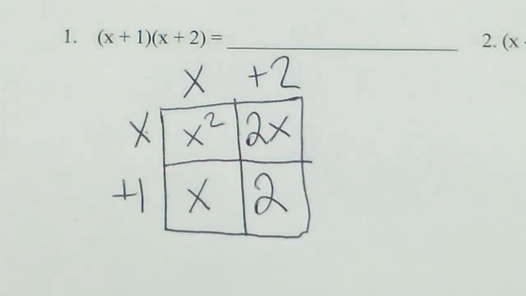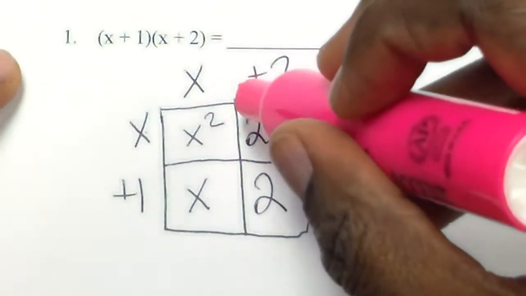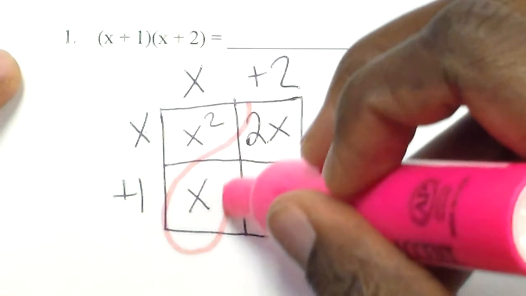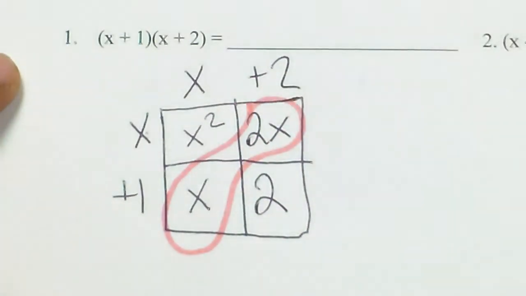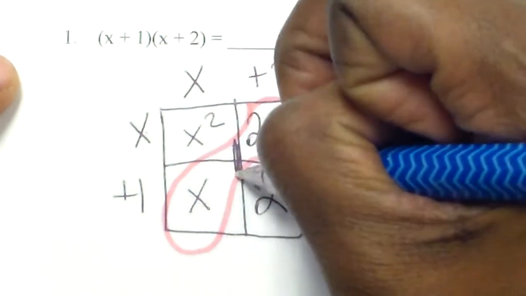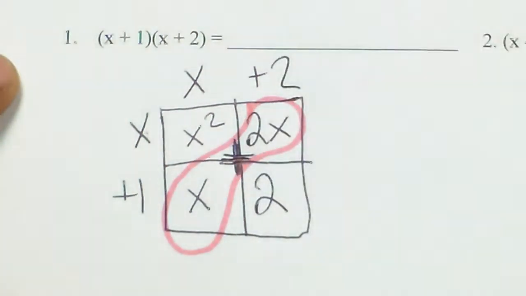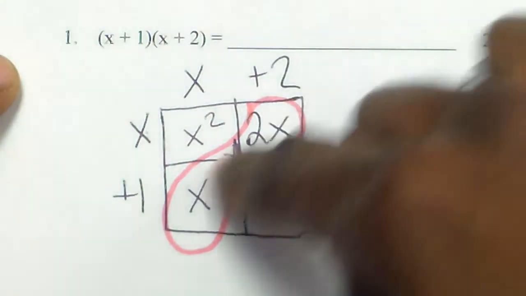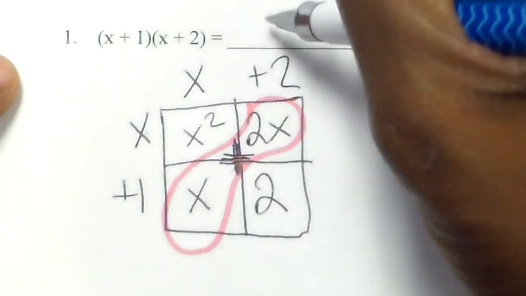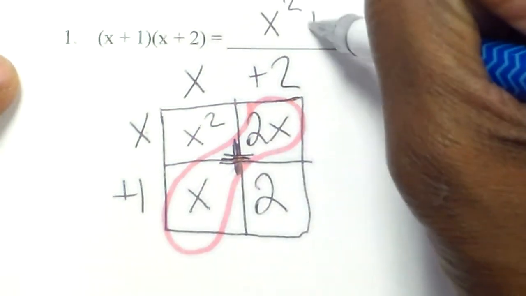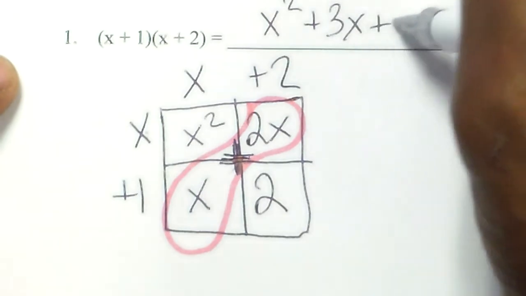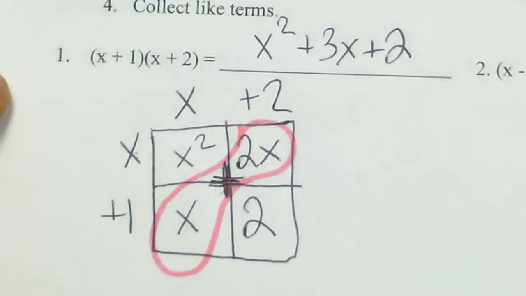With the window pane, we combine like terms, and I'm going to draw a little peanut around those. Those two are like terms, and I kind of think of the middle as a plus sign built in, telling us we combine our like terms. And so our answer is x squared plus 3x plus 2. Got it?